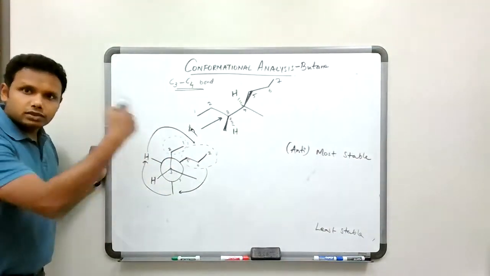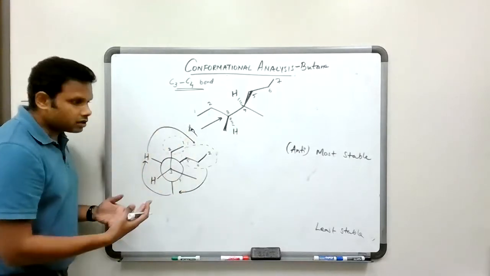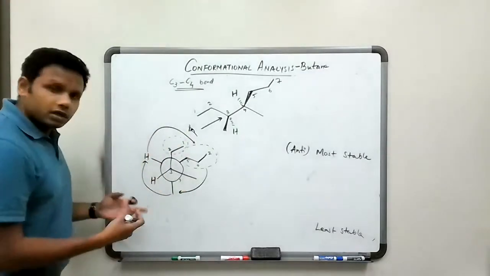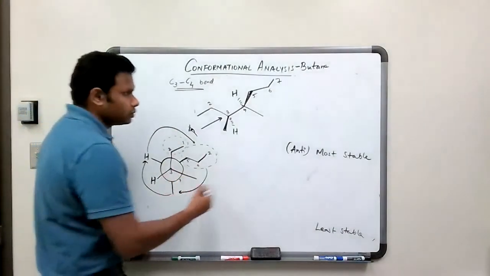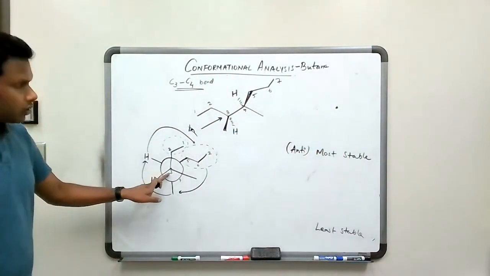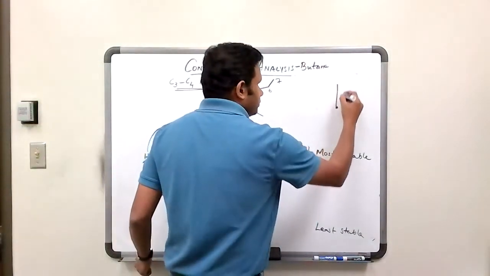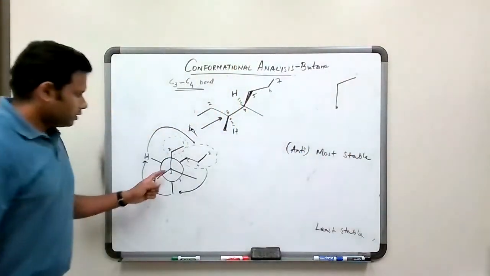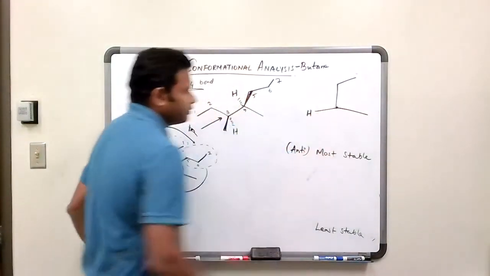I'm imagining a rotation in some direction. You could rotate in either direction. That doesn't matter. It's not defined that you have to go clockwise. You can go counterclockwise. But I'm going to draw what I have here right now. So I'm going to draw the front carbon again, ethyl group up from there, methyl to the right, and then hydrogen to the left.